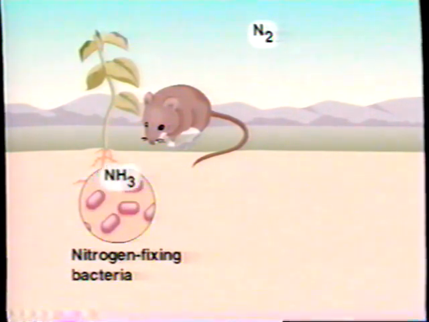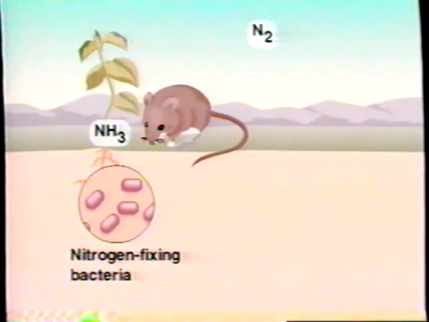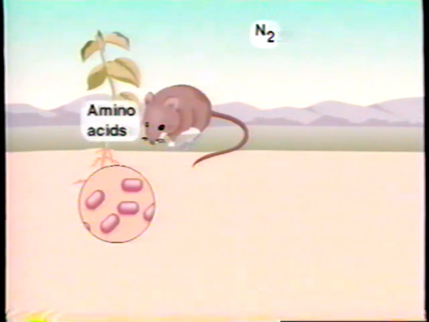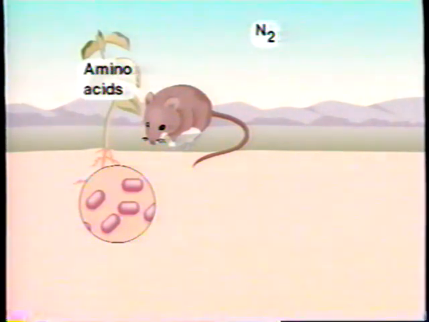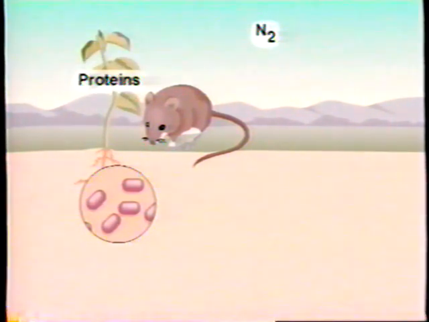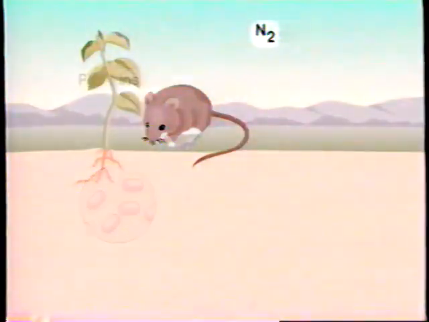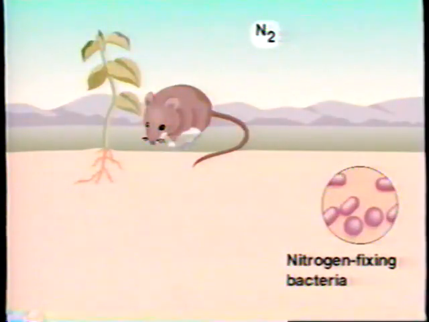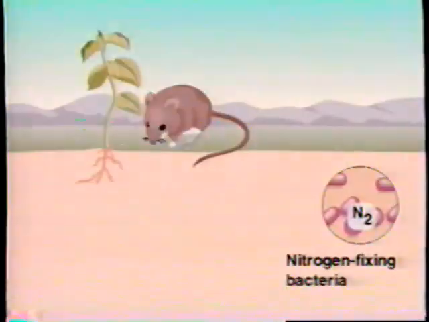The ammonia is absorbed by the plants and used to synthesize nitrogenous molecules such as amino acids. Amino acids are then combined to make proteins. Other nitrogen-fixing bacteria are free-living in the soil. These bacteria also convert nitrogen gas to ammonia.